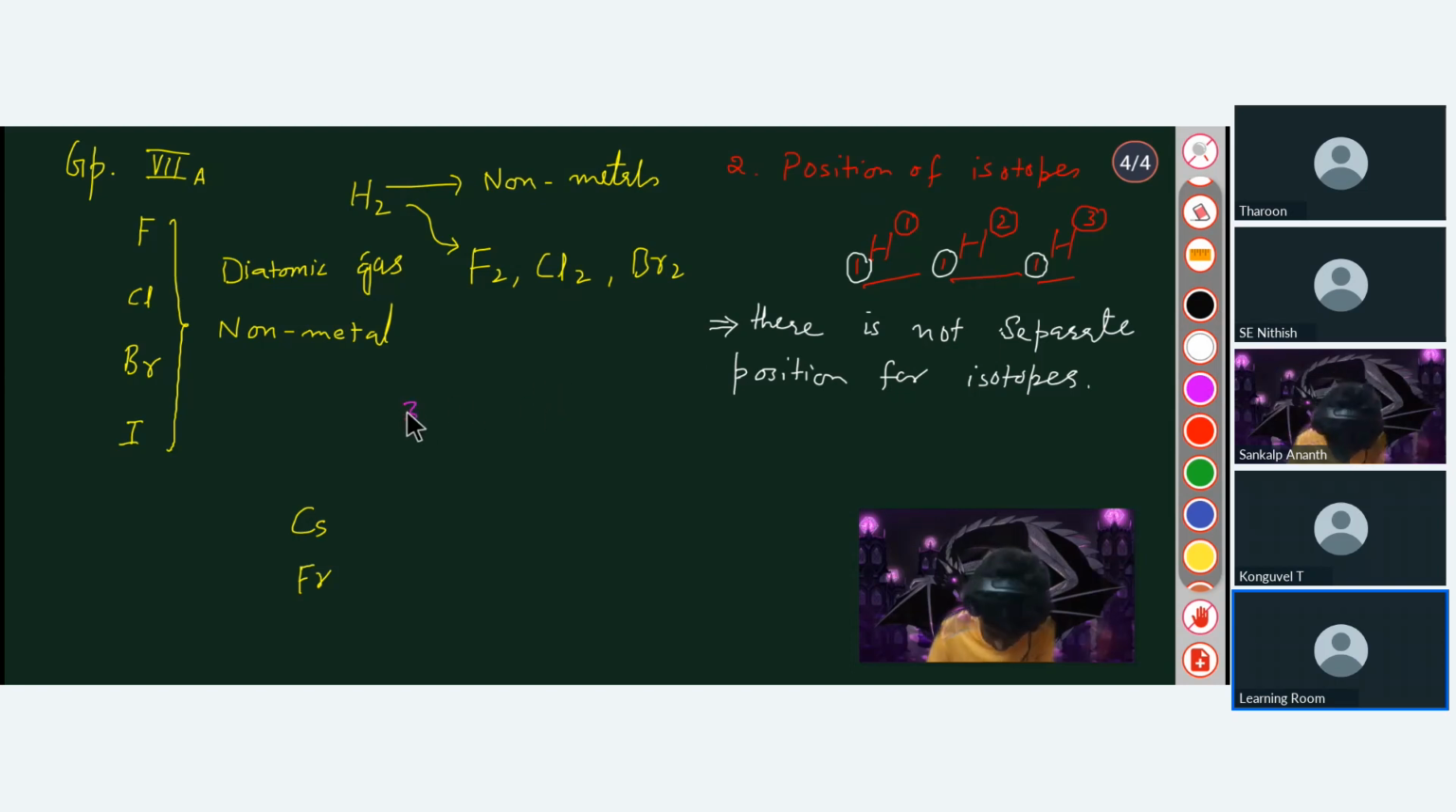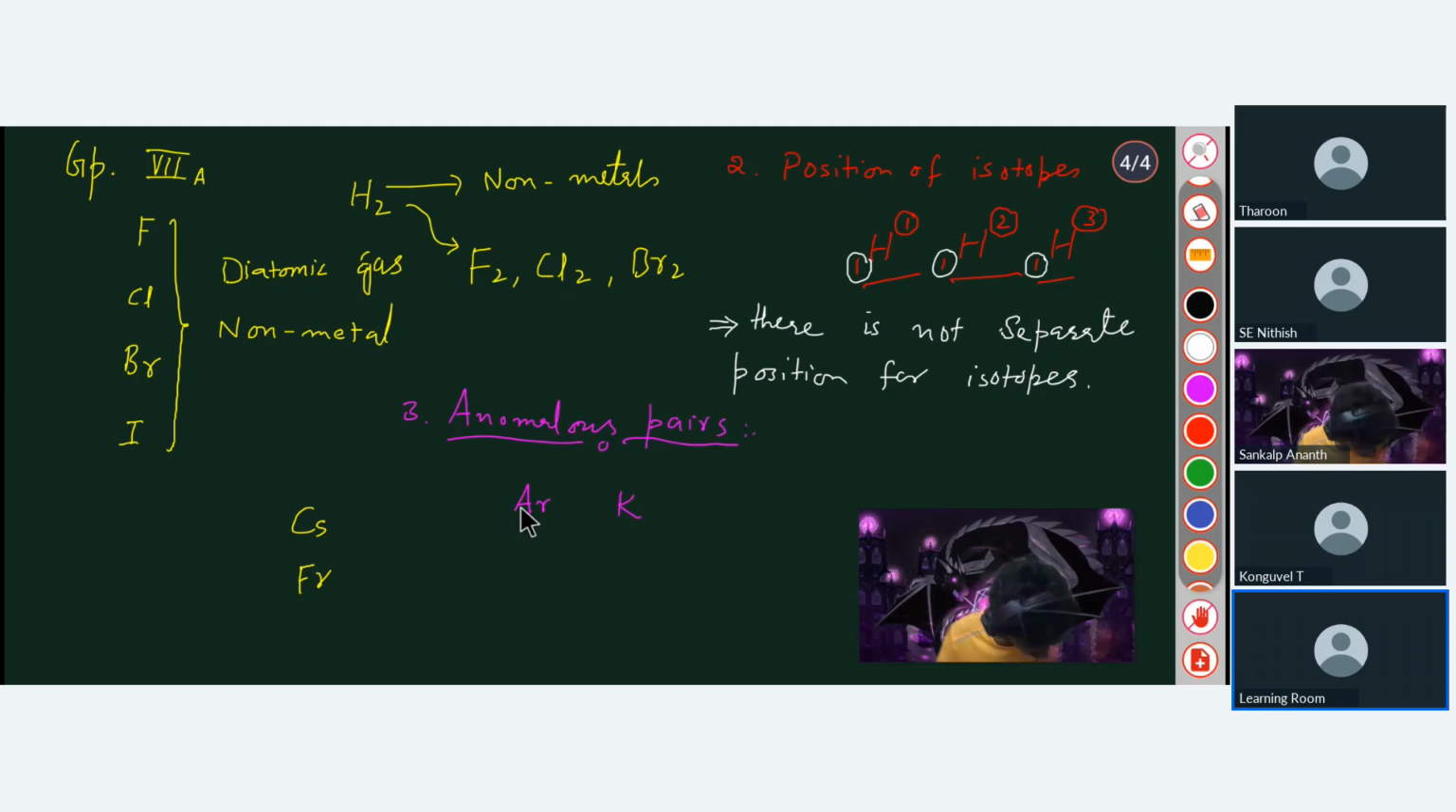Similarly, let's see the next limitation. The next limitation is anomalous pairs. I will write it. What are these? In Mendeleev's periodic table, elements are in increasing order of atomic mass, isn't it? But when you see argon and potassium, can you tell me the mass of argon?